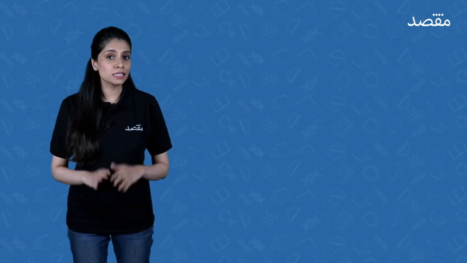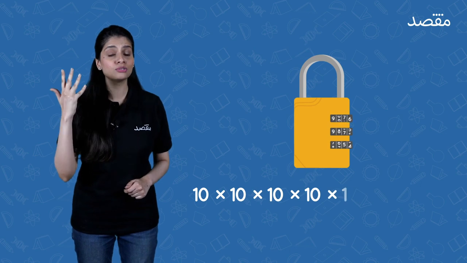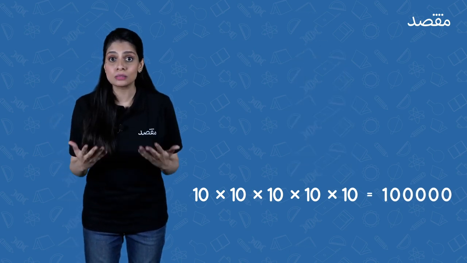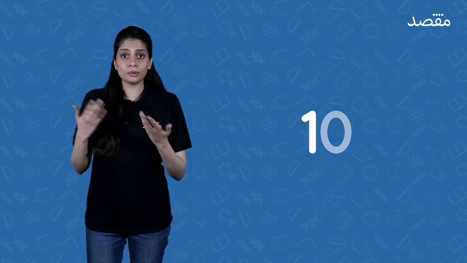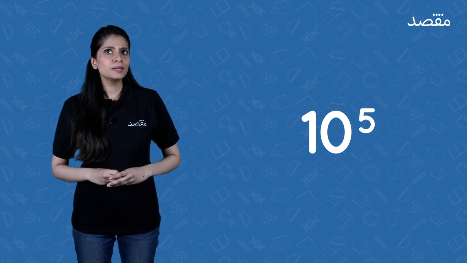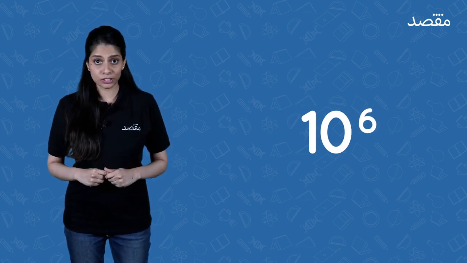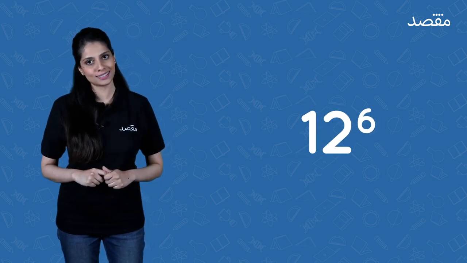So agar hamare paas 10 different numbers hain to choose from and we have 5 slots, so uski arrangement kya hogi? 10 into 10 into 10 into 10 into 10, right? That makes 100,000 possibilities. Agar hum iska shortcut likhein, so that would be 10 to the power 5th. What if there are 6 slots? So that would be 10 to the power 6th. And what if there are 12 possible numbers? That would be 12 to the power 6th.